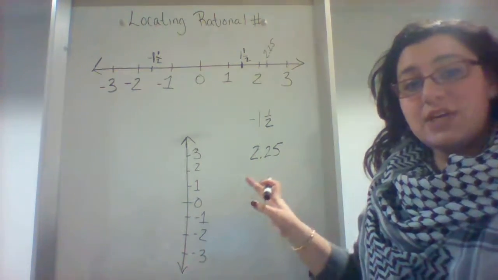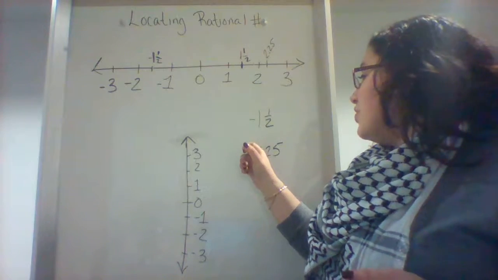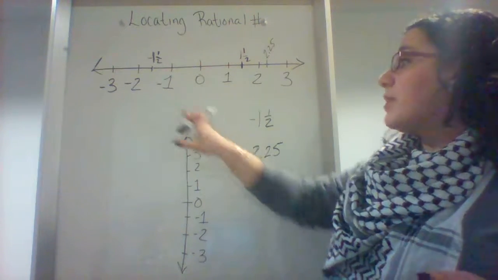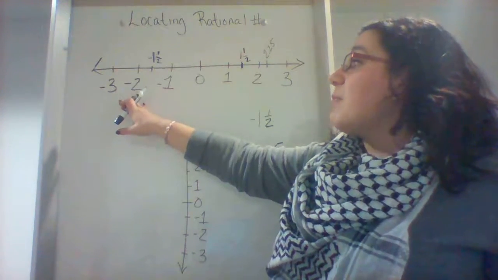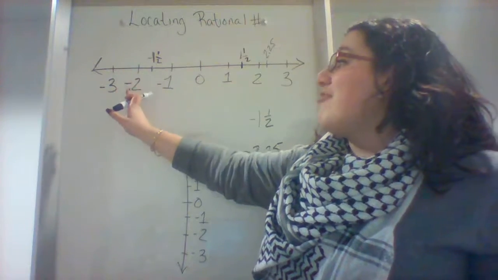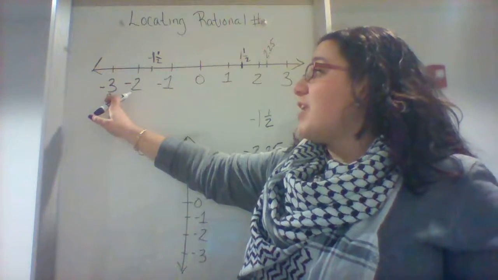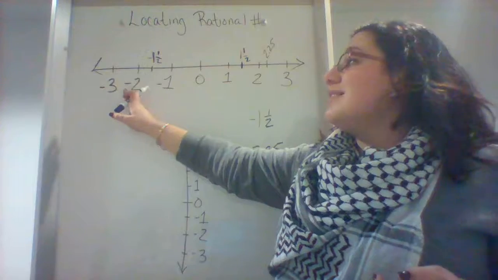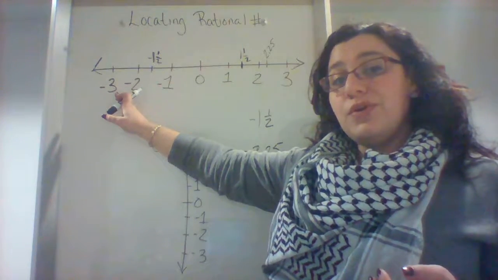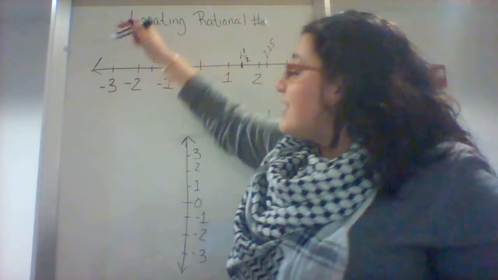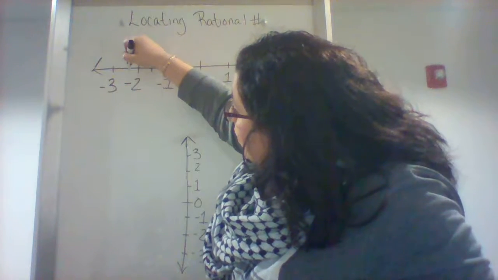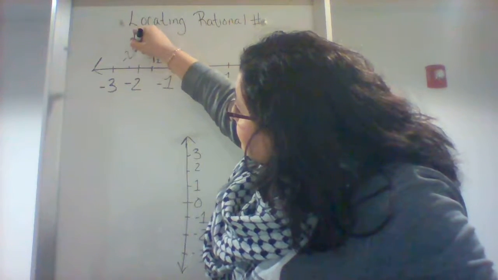And I can do the same thing if it's negative 2 1/4. So if it's going to be negative 2 1/4, I'm going to do the same thing on the opposite side of the number line. So I have my negative 2 and I have my negative 3. Well, I know it's a little less than negative 2, but it's a little more than negative 3, so it's going to go right here.